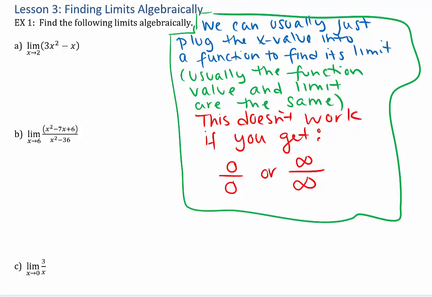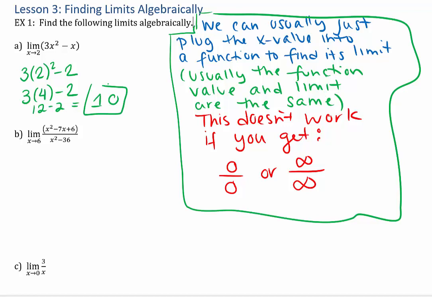In part A, if I want to find the limit as x goes to 2, the very first thing I always try is I just plug that x value in and see what I get. And so in this case, 3 times 2 squared minus 2, that becomes 12 minus 2, or 10. And that's my solution. My answer is 10. In fact, the only time that it's not going to work to plug the x values in is when we get one of these indeterminate forms.